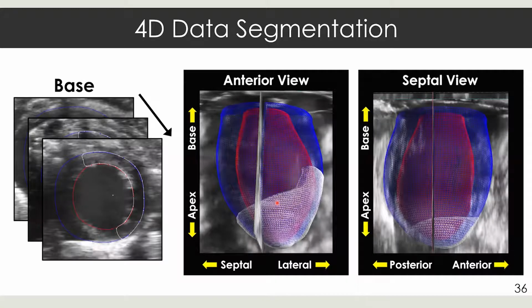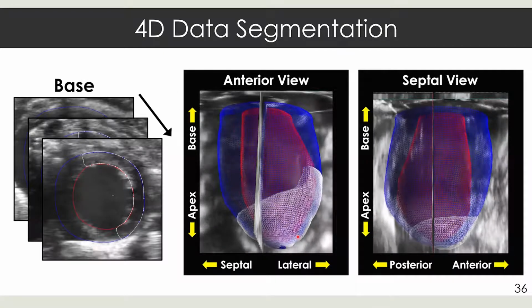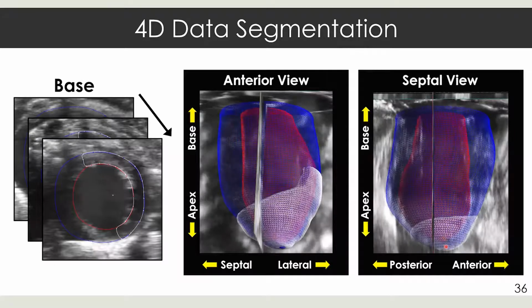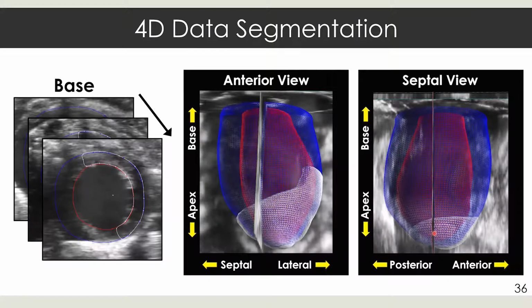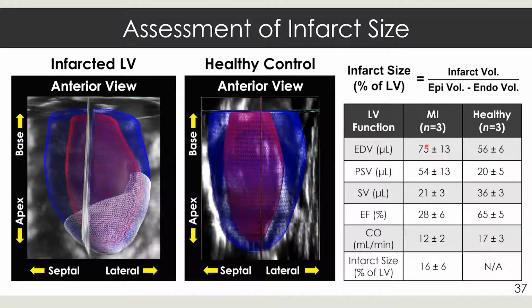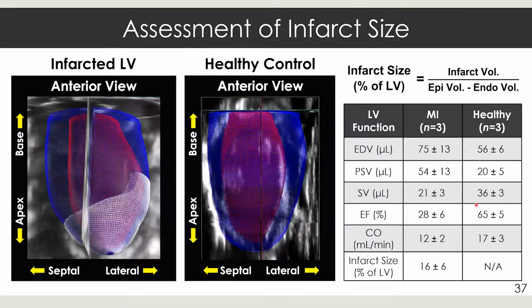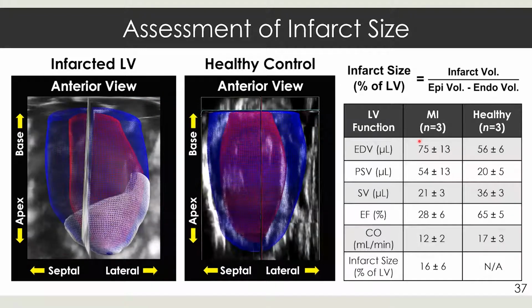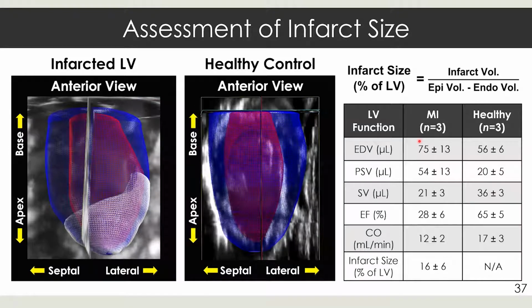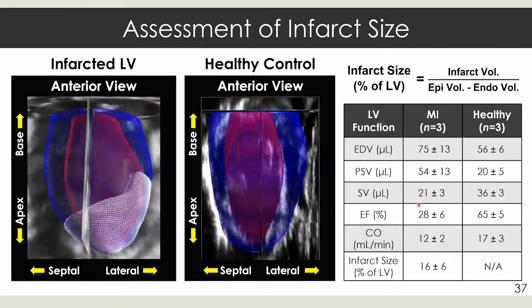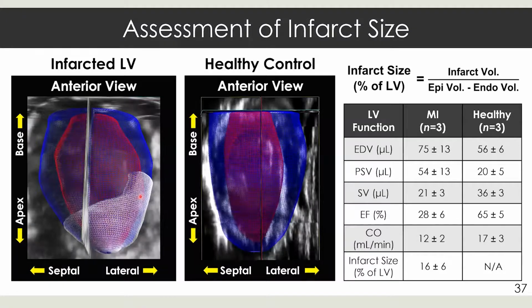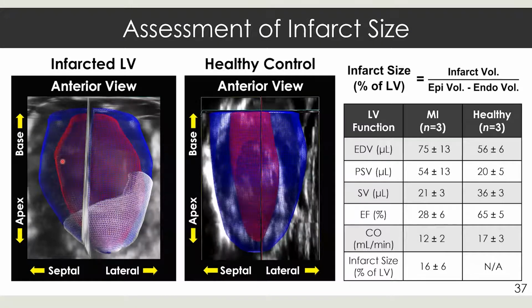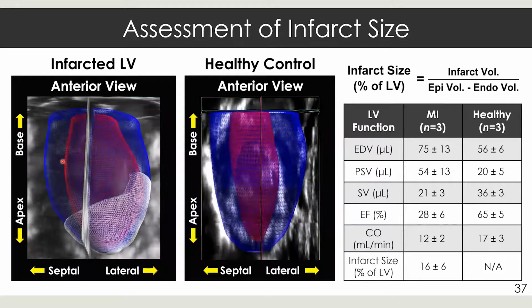And this again highlights the importance of 4D because these infarcts are indeed not symmetrical. They're more located in the anterior and lateral wall as opposed to the septal and the posterior wall. And so we quantified function and observed significant differences between the MI model and the healthy case. They have a much greater chamber volume in the infarcted hearts, as well as lower ejection fraction. And then we can quantify infarct size by simply looking at the volume of the infarcted tissue divided by the volume of the myocardium, which is essentially the volume of the epicardium surface divided by the endocardial segmentation.